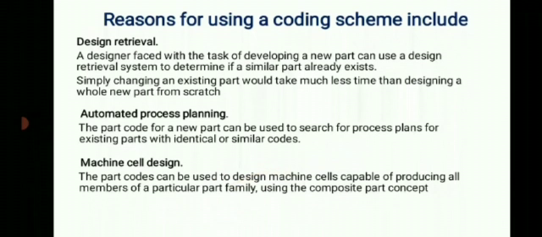The next one is automated process planning. The part code of a new part can be used to search for process plans for existing parts with identical or similar codes. Machine cell design: the part codes can be used to design machine cells capable of producing all members of a particular part family using the composite part concept.